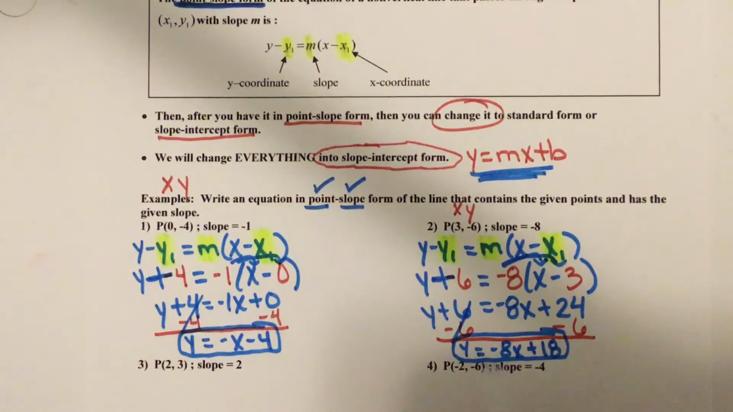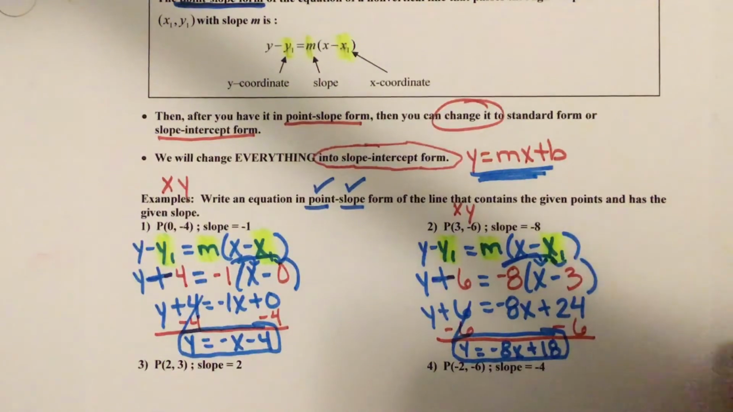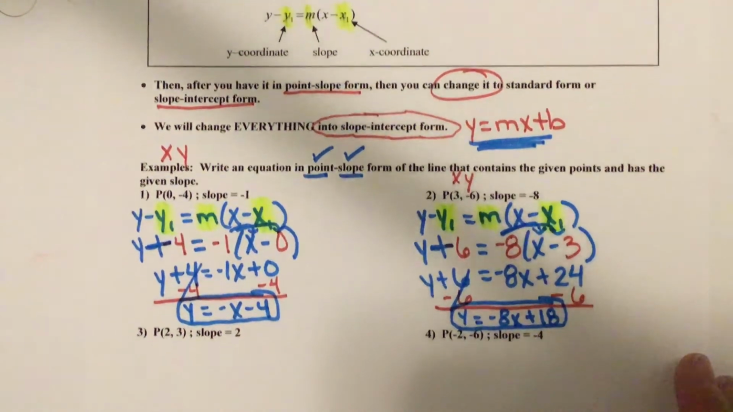This is the equation of the line in slope-intercept form that goes through this point and has a slope of -8. What do you think? Not too bad, huh?